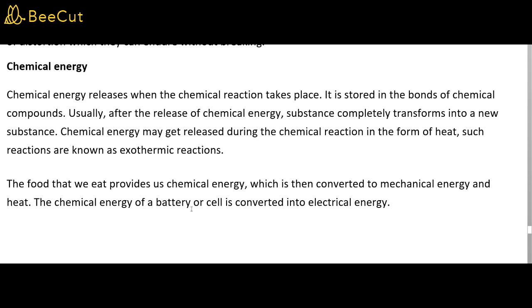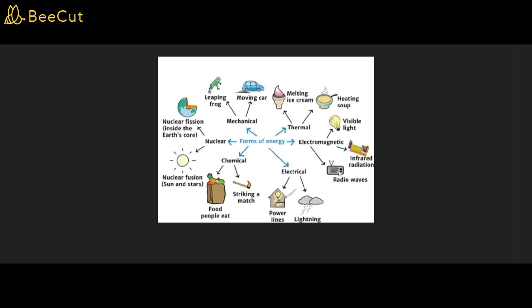The chemical energy of a battery or a cell is converted into electrical energy. Here I would like to show you a single diagram. These are the forms of energy, and this is the main division: thermal, electromagnetic, electrical, chemical, nuclear and mechanical, and they are further divided to show where we can use all of them.